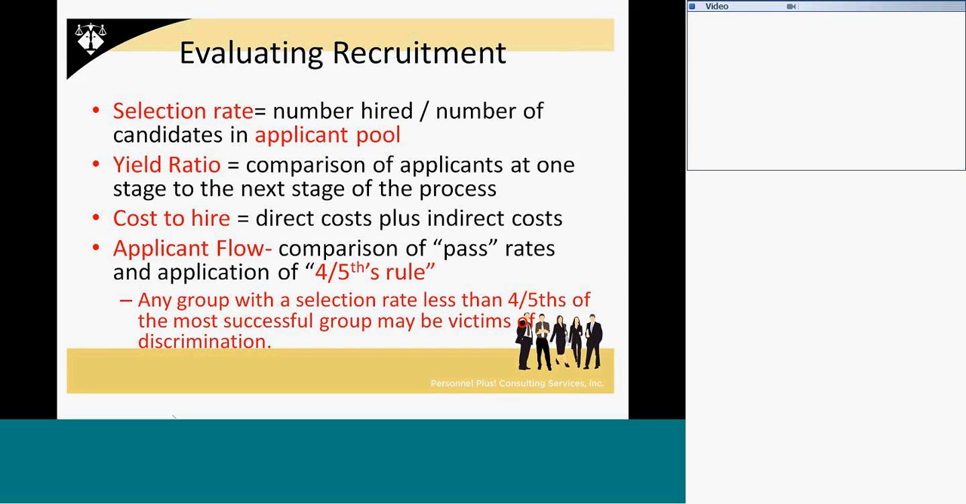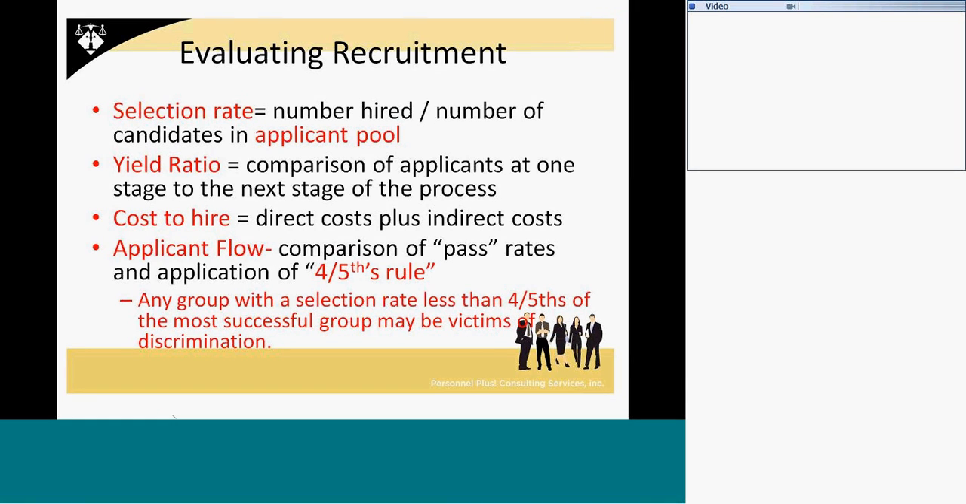The E ratio is something that's used in applicant flow. It's a comparison of applicants at one stage of a process to the next. So, for example, how many people made it through the review of the resume? What percentage of the people made it through the oral interview? And those, again, are used to measure the effectiveness of various portions of the process.